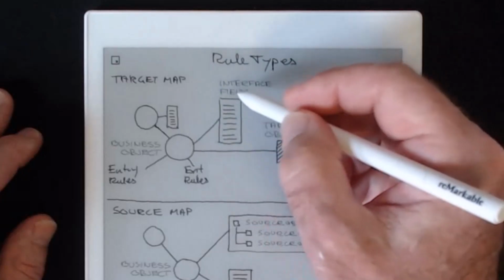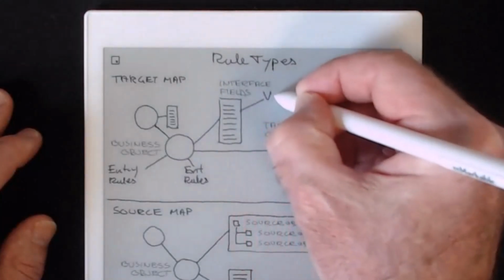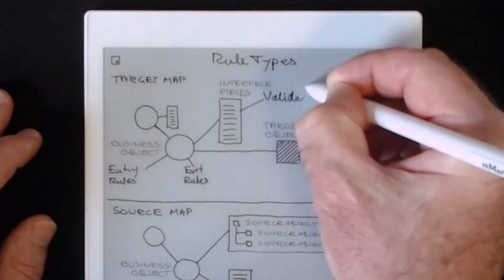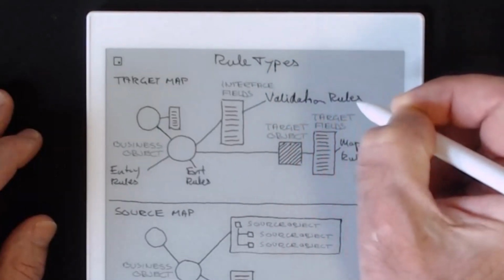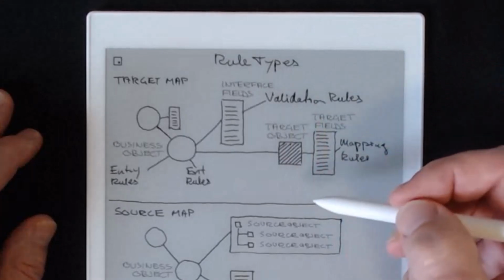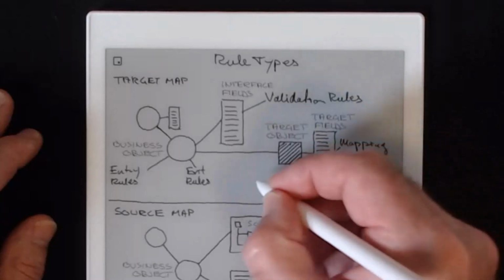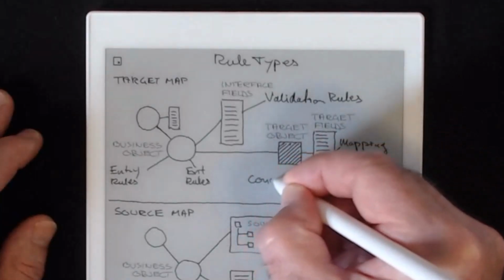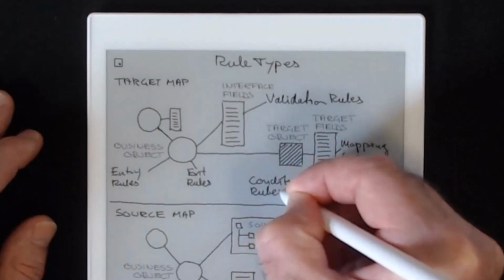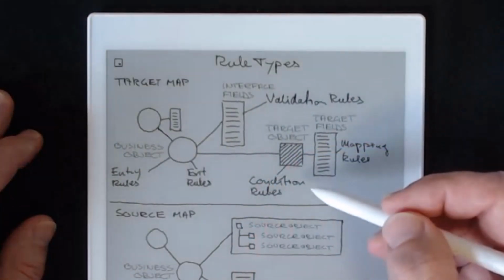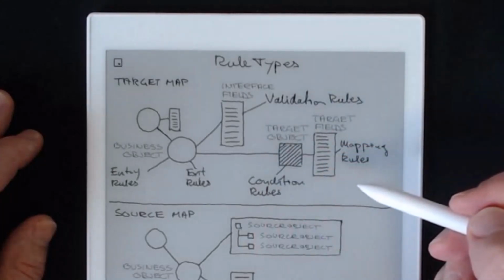The interface fields received on the business object can be validated using validation rules. And finally, in the target map, on the target object, before processing the target object, you can call a condition rule. And if the condition rule returns false, this target object is not going to be created.